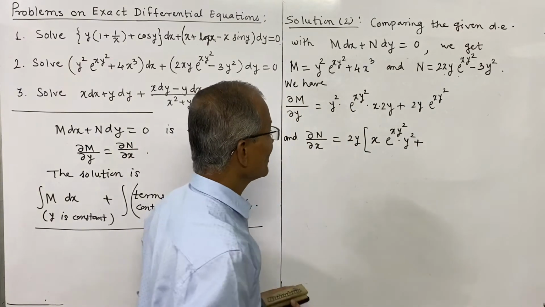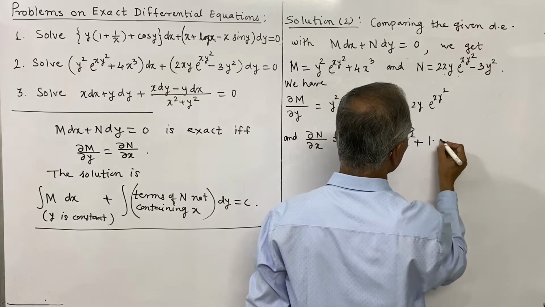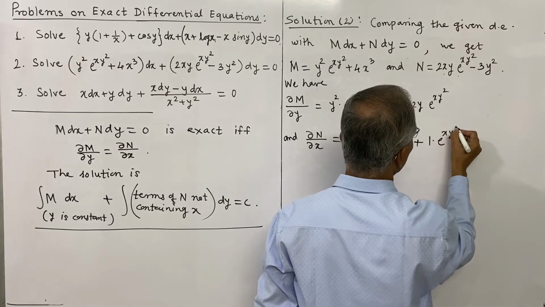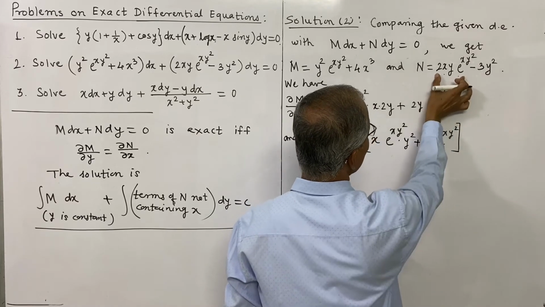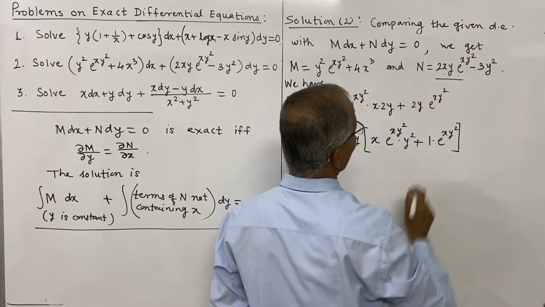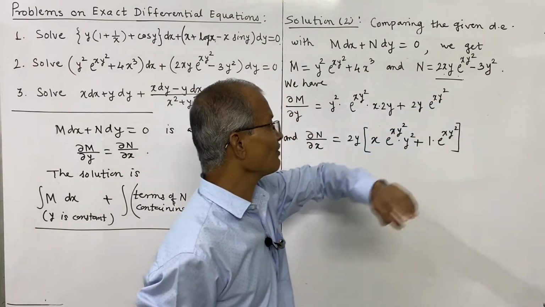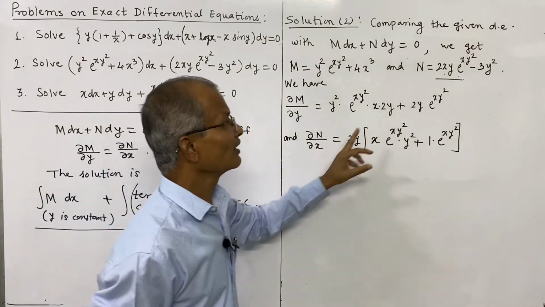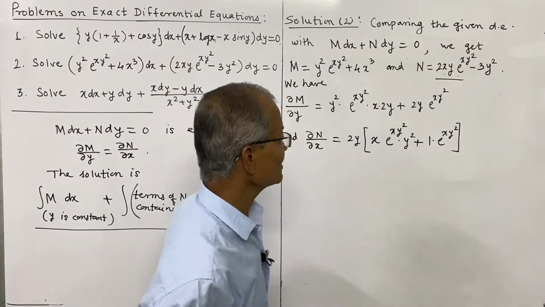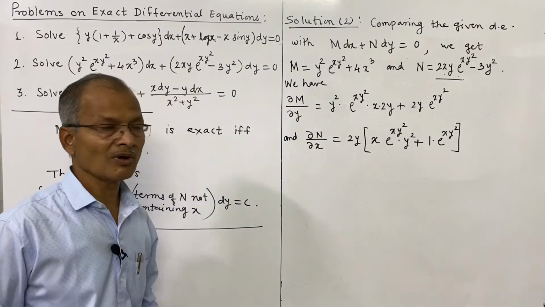now what is the second term? Derivative of x, that is 1, and this term as it is e to the power xy square. So this much is the derivative of the first term, this term. And now what about the remaining term? This is a term of y. We are differentiating partially with respect to x, and therefore this is constant, its derivative is 0. So this is the partial derivative of n with respect to x.